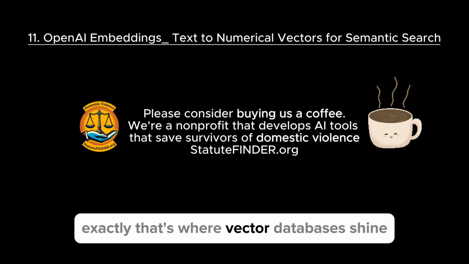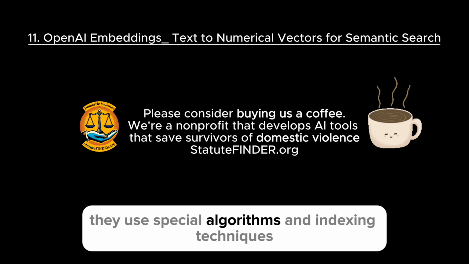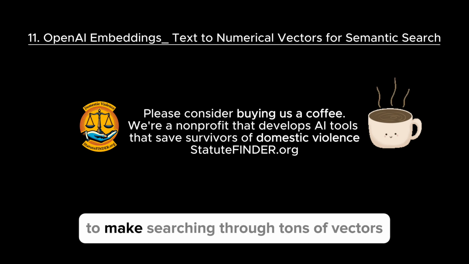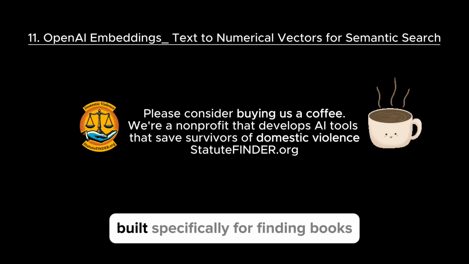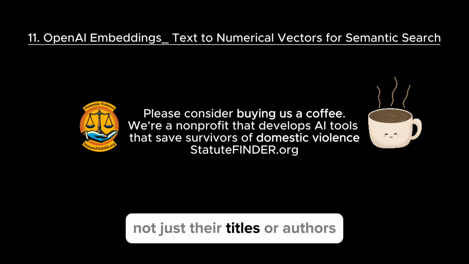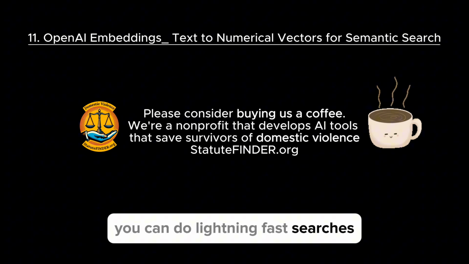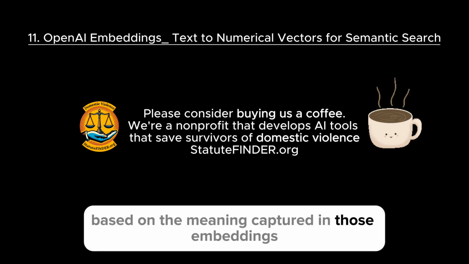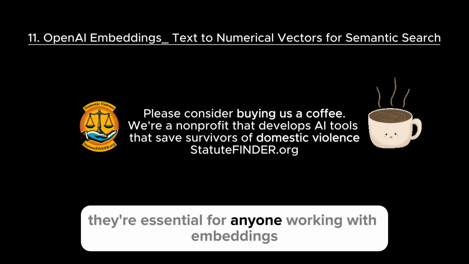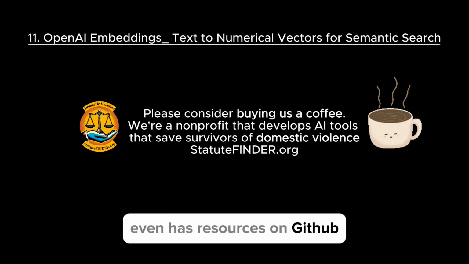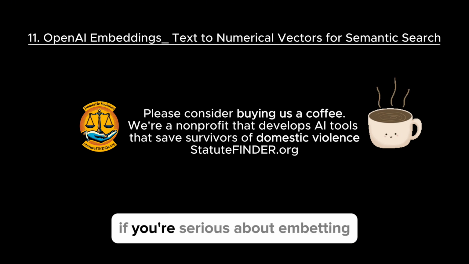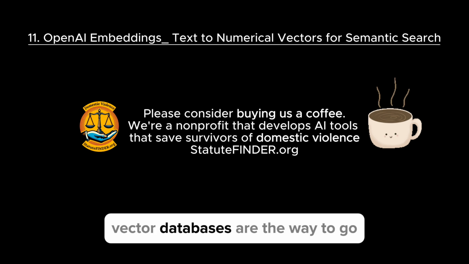Exactly. That's where vector databases shine. They use special algorithms and indexing techniques to make searching through tons of vectors super fast. It's like a library built specifically for finding books based on what they're about, not just their titles or authors. You can do lightning-fast searches based on the meaning captured in those embeddings. So they're essential for anyone working with embeddings on a larger scale, not just playing around with small data sets. Absolutely. OpenAI even has resources on GitHub to help you get started with them. If you're serious about embedding, vector databases are the way to go.